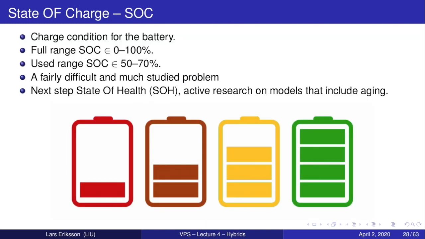Before entering the modeling of the component, we'll talk a little bit about the state of charge, and it's like the indicator of your cellular phone. The state of charge tells the charge condition of the battery. In many cases, you're not using the full range, but a reduced range to increase the battery life. The estimation of state of charge is a fairly difficult and much studied problem. I will show on a later slide why it can be fairly difficult. A next step is to also keep track of the state of health of the battery. And right now there's active research on models that include aging.